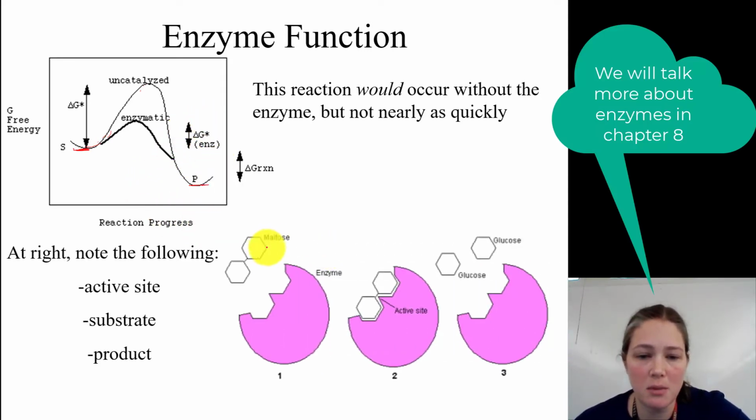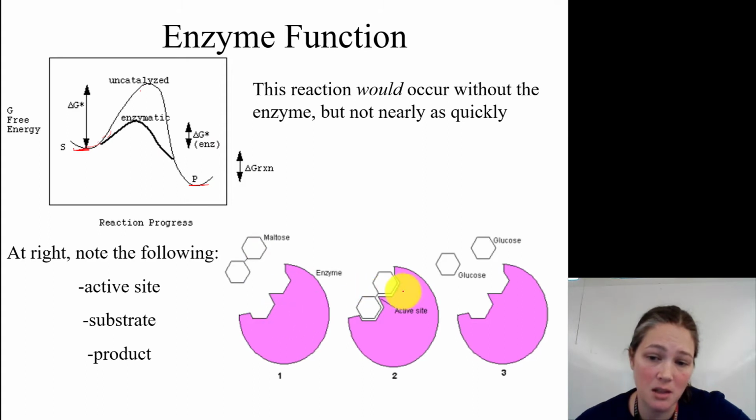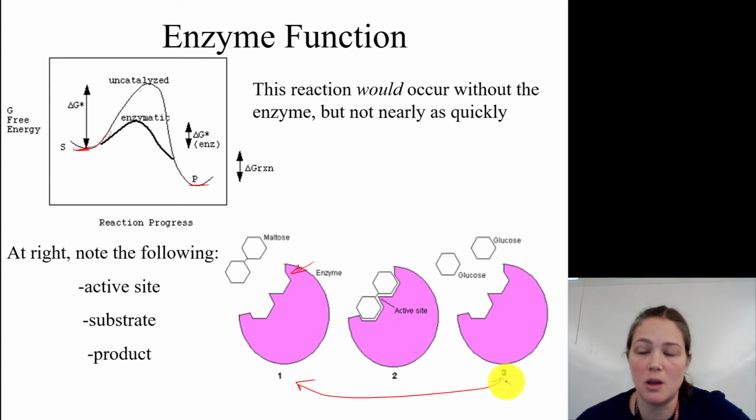So if this is the enzyme, I want you to just notice here's the enzyme. The enzyme contains an active site, right? The active site is on the enzyme itself, and then the substrate comes in. The enzyme twists it and turns it into product, and it gets released. And notice that the enzyme is the same as when it started. So it can be recycled.